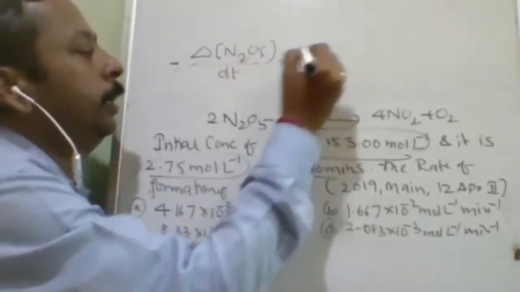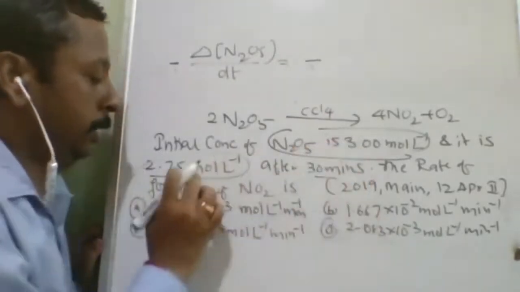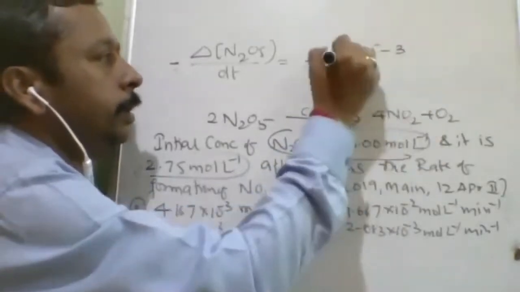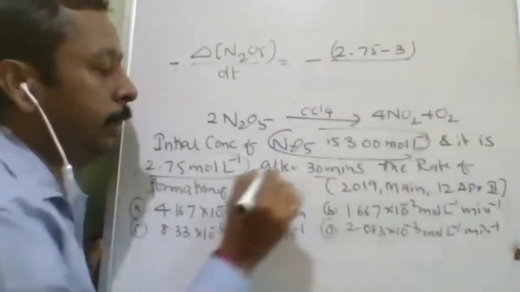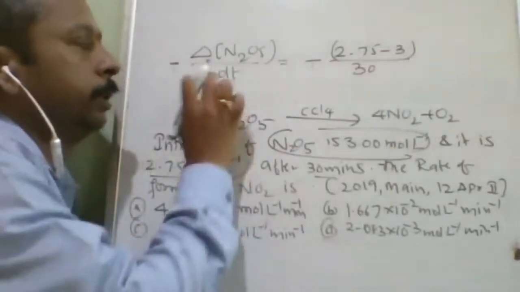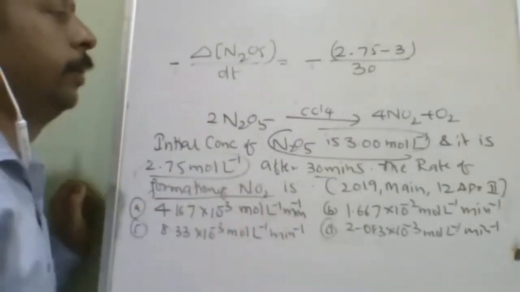So minus, product minus reactant. Sorry, final minus initial. Final is 2.75 minus 3, divided by the time taken, which is 30 minutes. Understood? But this is not the answer. Here the question is the rate of formation of NO2.